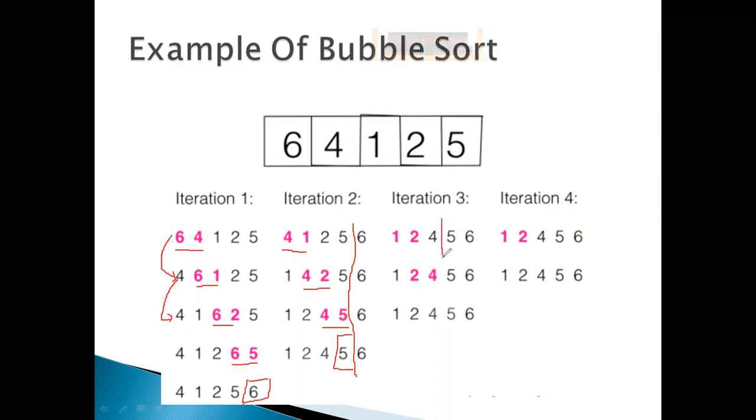So in the third iteration, we will check till this point because this 5 and 6 are at their correct position. So 1, 2, 4. Here 1 and 2 are in correct order, so we don't need to swap. Again 2 and 4 are at their correct positions, so we don't need to swap. So then 4 is at its correct position. Finally, 1 and 2 are at their correct positions, so we don't need to swap. And the sorted array is 1, 2, 4, 5, 6.